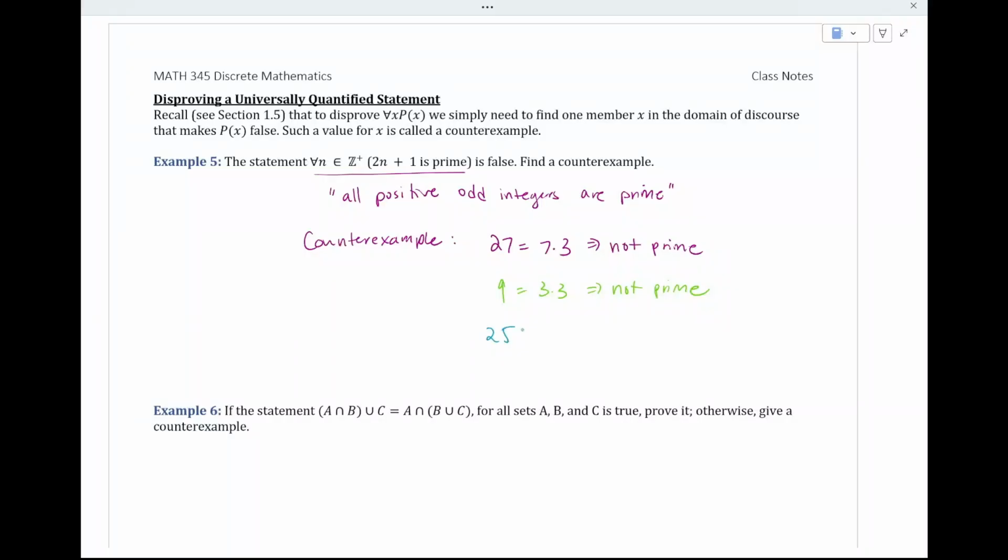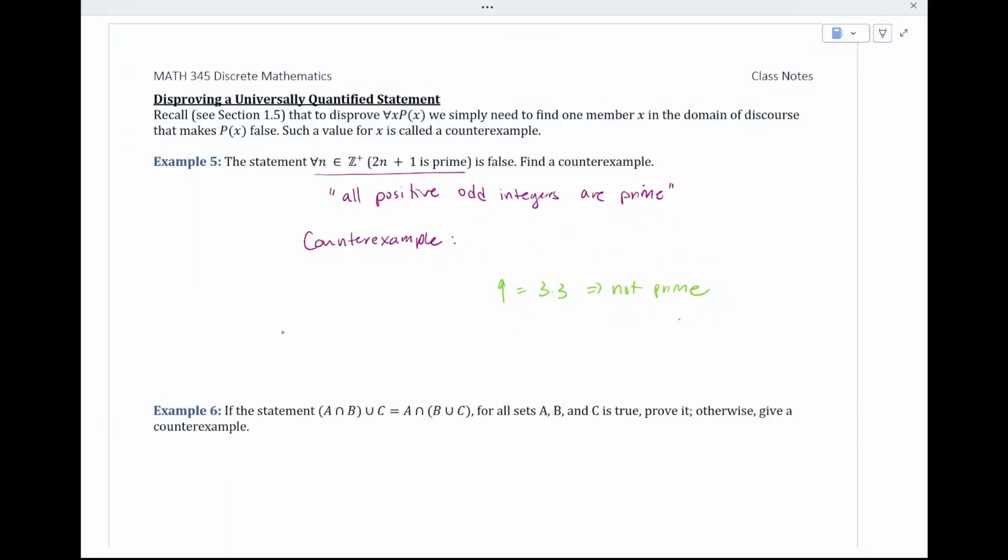Another one, 25, is 5 times 5, which is not prime. So here I've come up with 3 different examples. You only need to come up with one. So let's maybe use this example of 9, which is 3 times 3, is not prime.